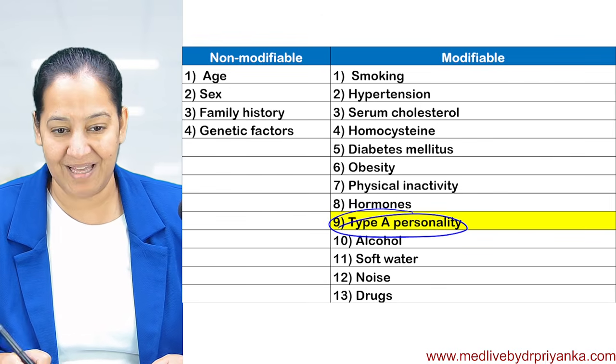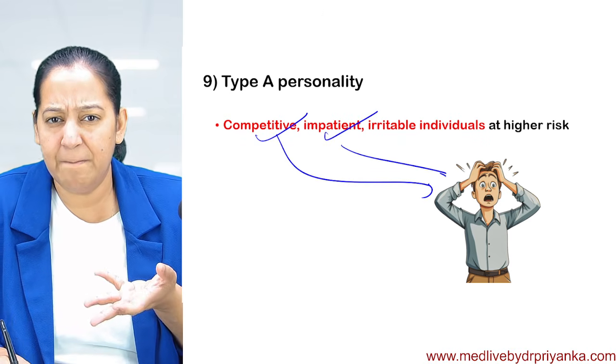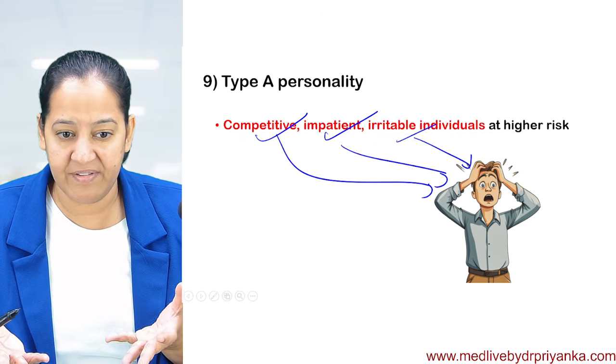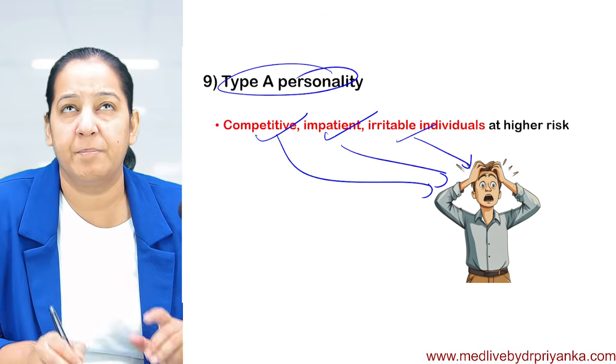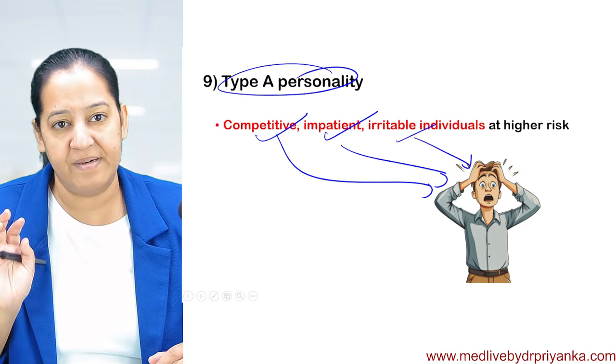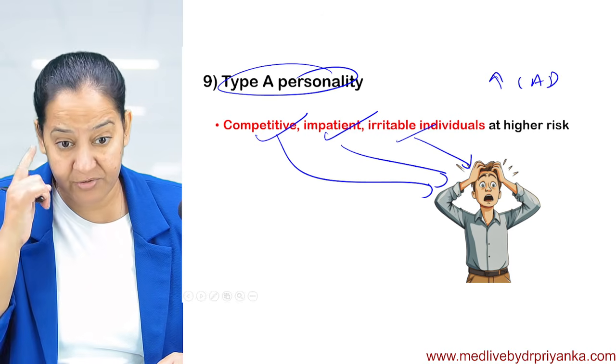The next is type A personality. You know who is type A personality? The persons who are very competitive, very impatient, irritable. It is a type of personality we study in psychiatry. There are various types. Type A personality are the people who are always stressful, tense, very competitive. They have increased chance of CAD because of the stressful nature.